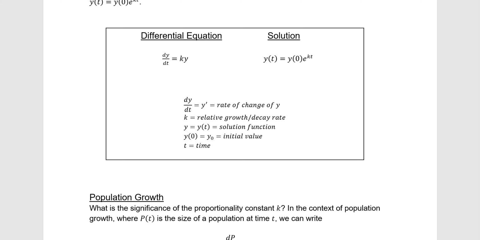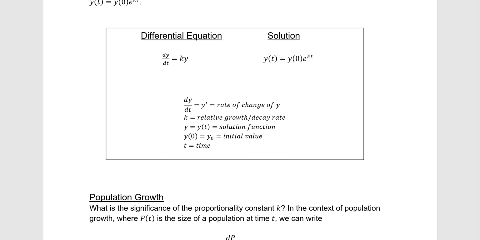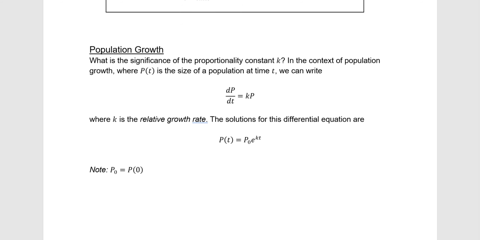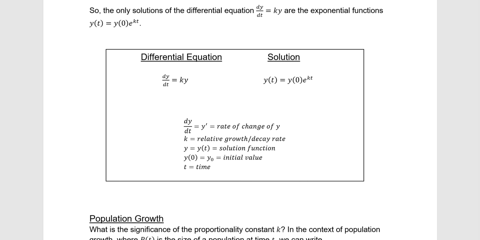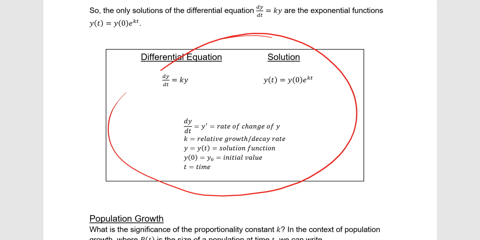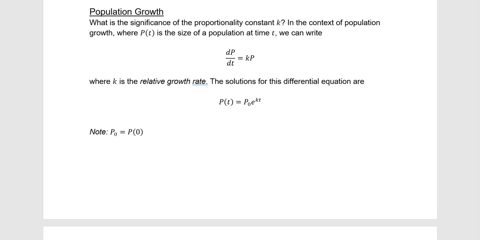Okay, so just make sure you know this little boxed in area right here. And let's go one step further. Every example that we mention in this section is going to come back to this little setup right here. Okay, so we're going to do this for population growth. Even though we just mentioned what k was, here we can see how it gets its name.